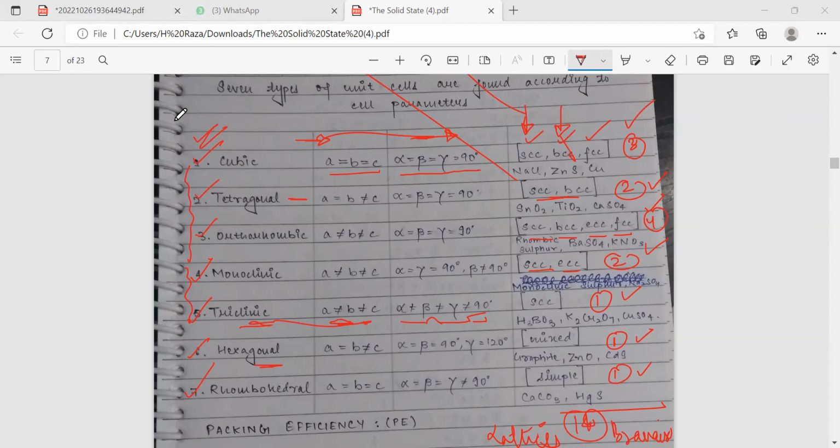So this SCC, BCC, Bravais lattices and all, you are aware of this, right?